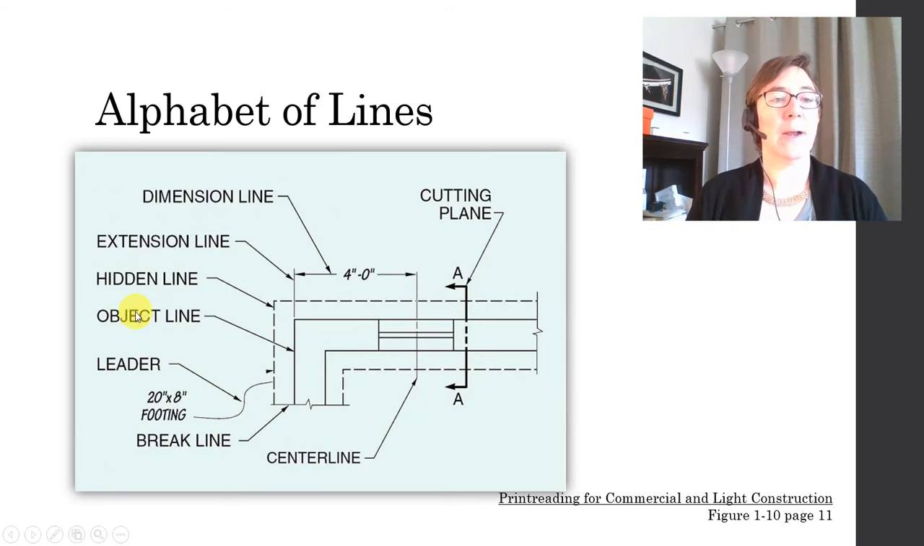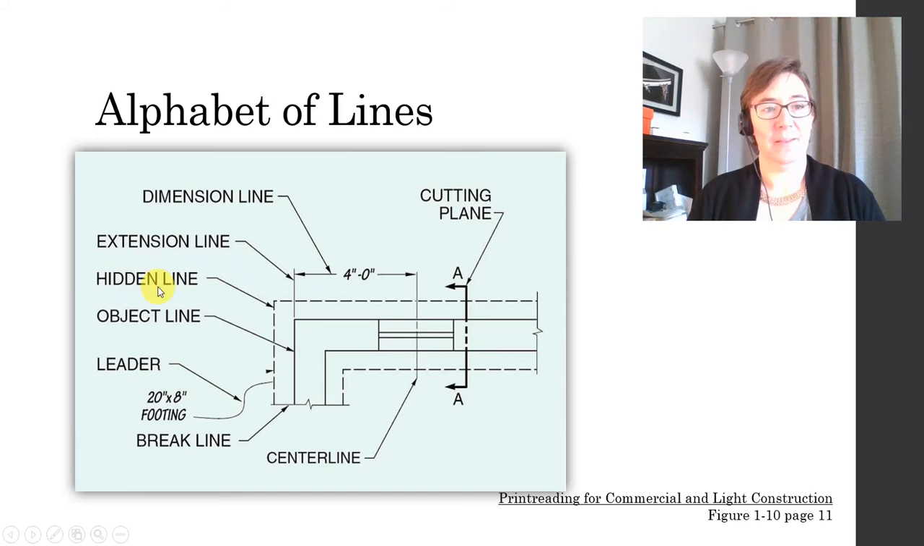So first let's take a look at object lines. Object lines are being used to show the edges or the profile of the wall right here. They're also being used to show the window. So object lines, plain old solid line.